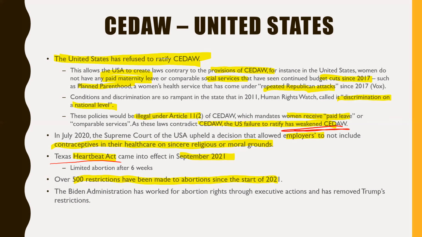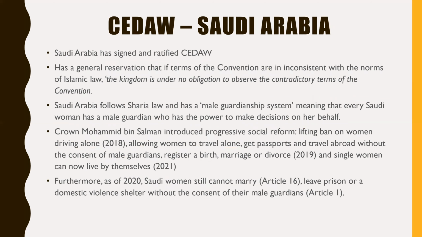They've obviously done a poor effort here, because they have actually violated the conventions of CEDAW and have also refused to ratify. We have Saudi Arabia. Now, this is an interesting example to look at, because they have signed and ratified CEDAW. So they do obviously believe that women shouldn't be discriminated against. However, as we've talked about in the last video about human rights and about CEDAW, there can be reservations, which means that states will say that they don't want to follow certain parts of it.